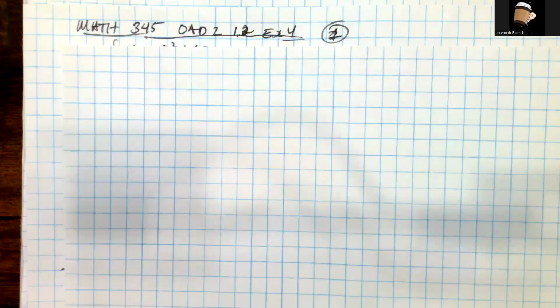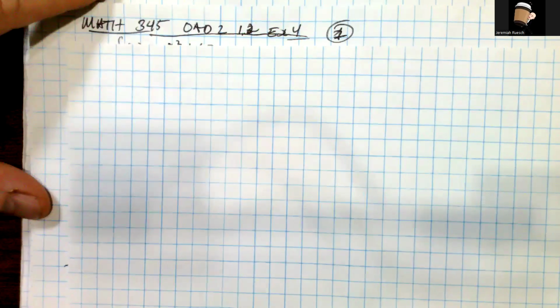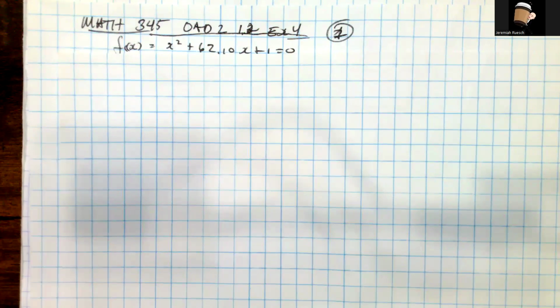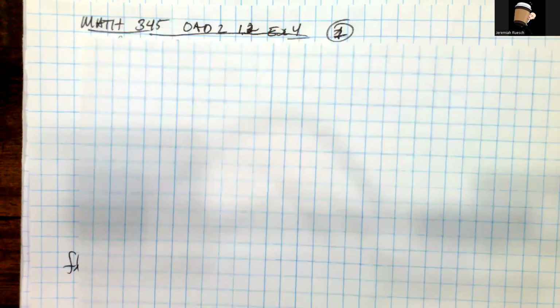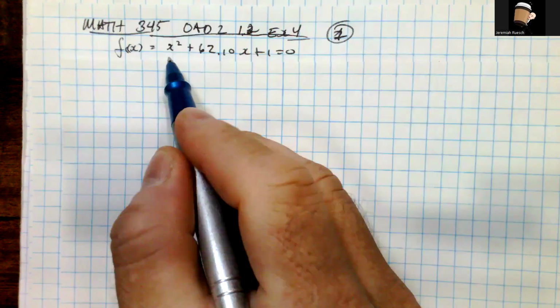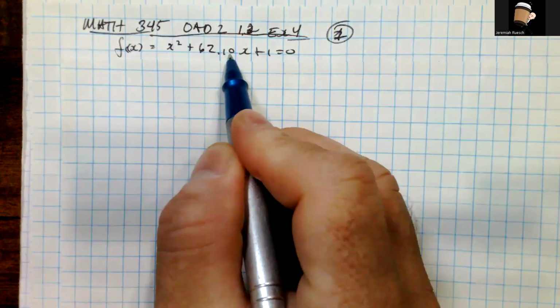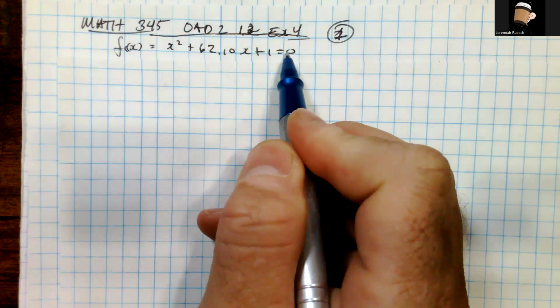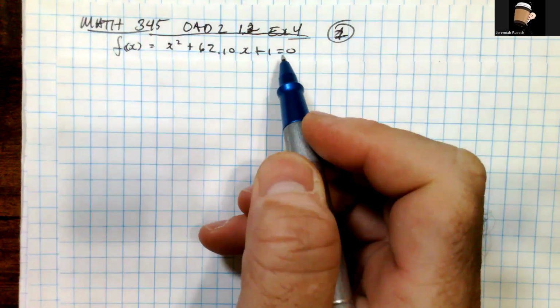All right, welcome. This is example 4 from day 2 in Math 345, section 1.2. In this example, we're going to use the quadratic formula to solve a quadratic equation. Here, f of x is equal to x squared plus 62.1x plus 1. We're setting that equal to 0 so we can use the quadratic formula.